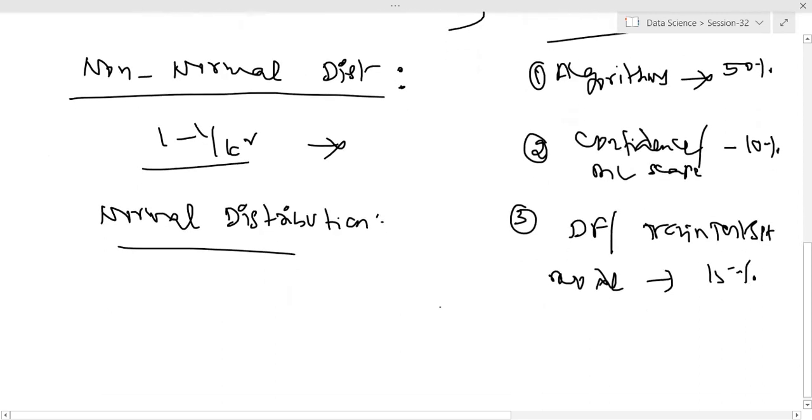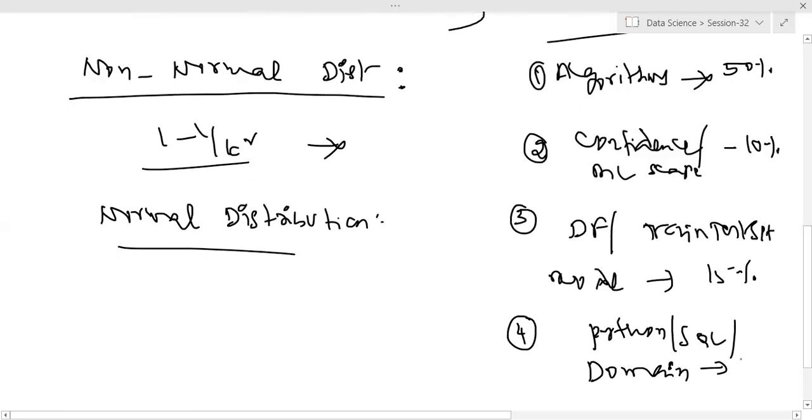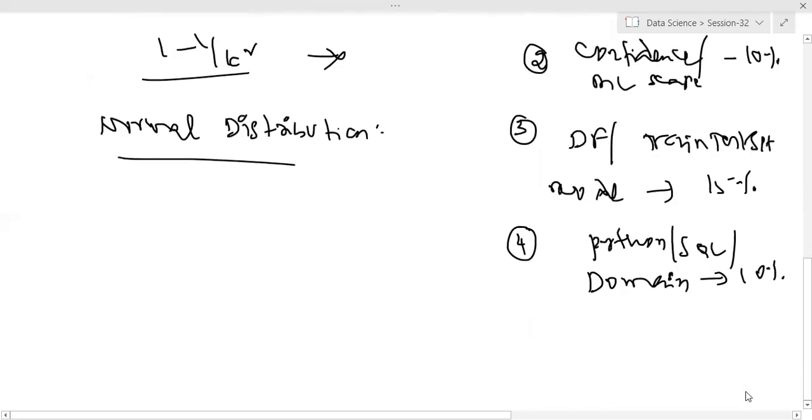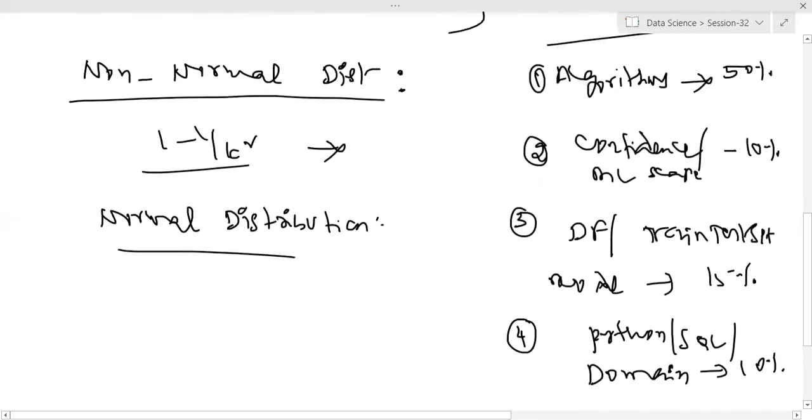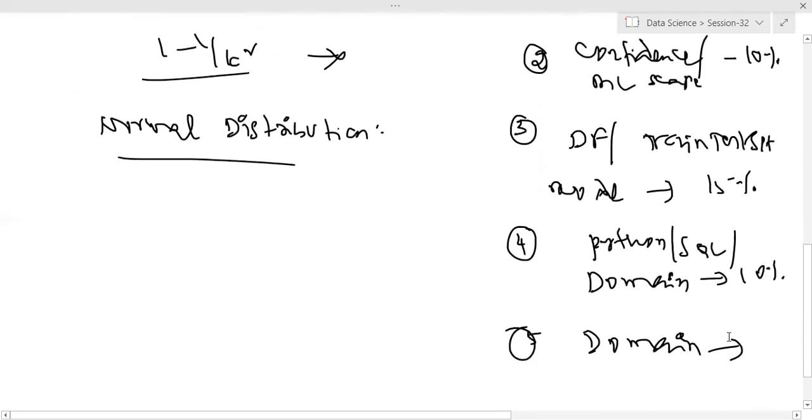Clearly they will distinguish. So it becomes 75, and the remaining aspects are maybe specifically Python or SQL, or else your domain expertise. All these kinds of things, some 10%. And finally, the confidence levels I have already given. Finally, the domain knowledge, friends. Maybe you are working in the banking domain or retail or insurance, whichever. So 60, 75, 85 and 15%. Like that, the division would be there.